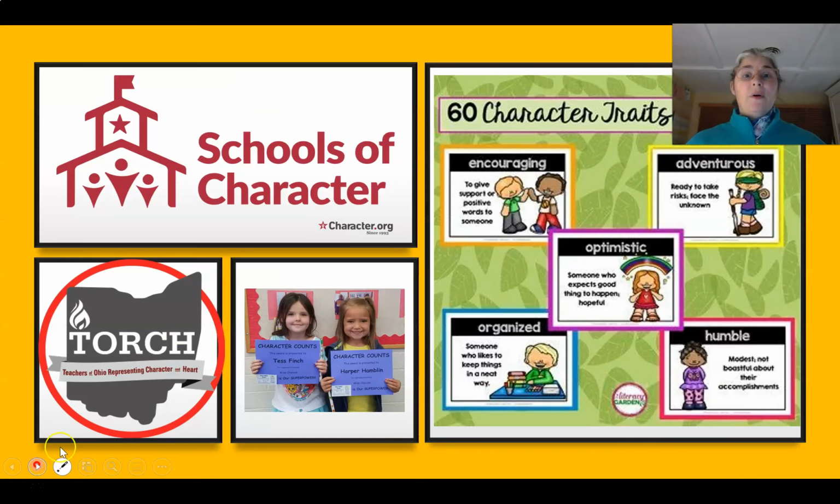Here's some examples. So within Ohio, these two relate to Ohio, so schools of character. Character.org can provide this label to schools who are doing a good job with character ed, and Ohio works with schools of character. Torch is a program being done in Ohio to highlight teachers who are doing a good job with character ed. Here you can see an example of rewards that can be given to students who are working well within character ed, and you can see the kinds of posters and things. But again, it's direct instruction, saying what does it mean to be adventurous, what does it mean to be optimistic, and so on.